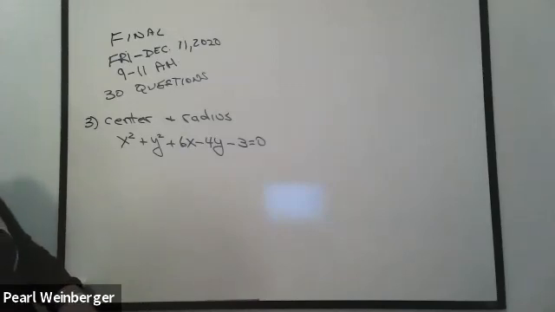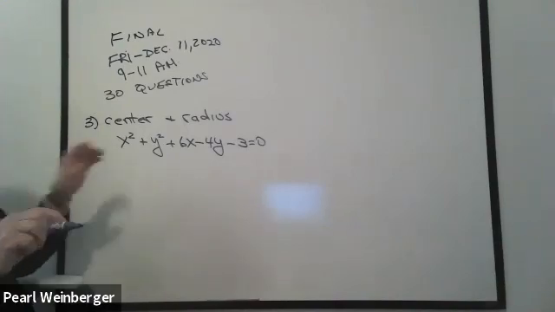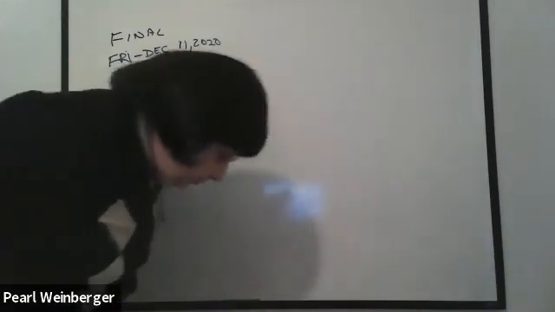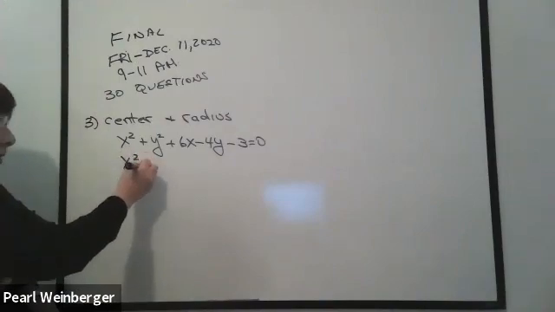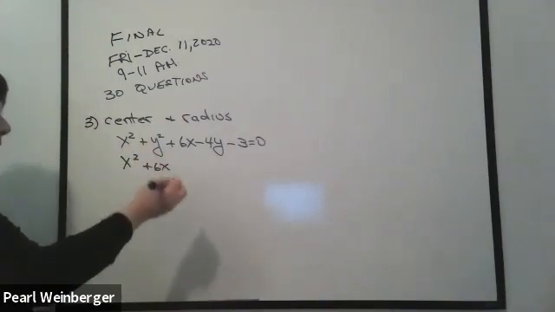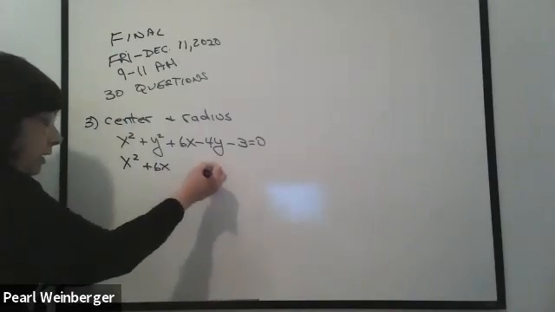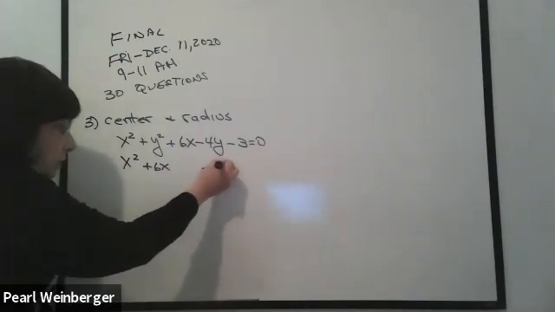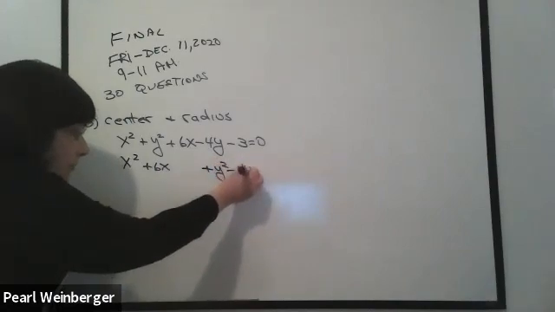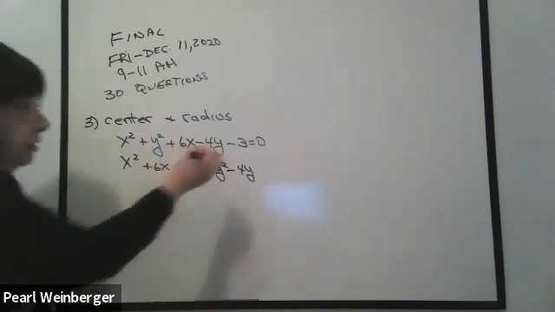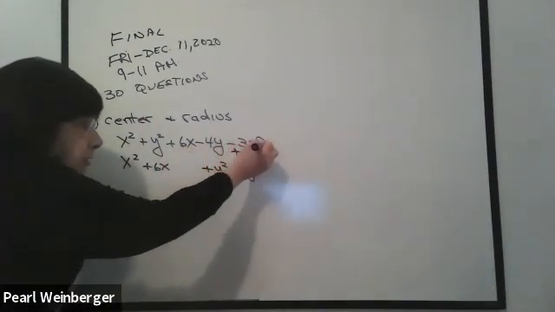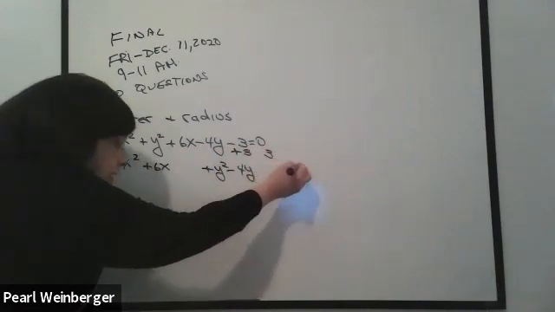Okay, I think we should get started with this now. I hope you had some time to try it. If you remember, what we do is we get all the x terms together. So we write this as x squared plus 6x, and we leave a space. Then we put all the y terms together. So we have the y squared minus the 4y. And any standalone number, like this 3, has to be brought to the other side of the equation. So that equals 3.